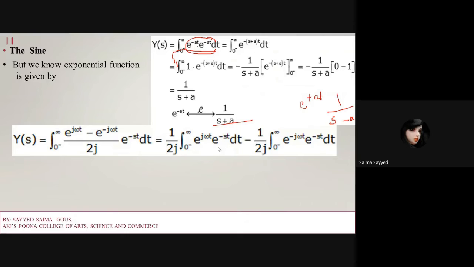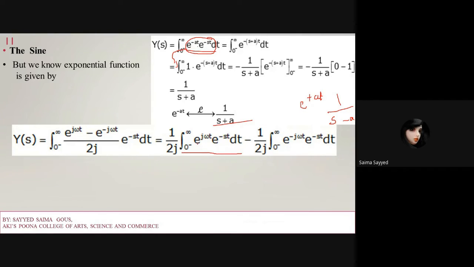Now we know the exponential function, we have already found it. See, this is my exponential function: e raised to minus AT multiplied by e raised to minus ST. After taking the integration, it will become 1 upon S plus A, and for e raised to plus AT, it will be 1 upon S minus A. So we'll use this particular formula for this condition.